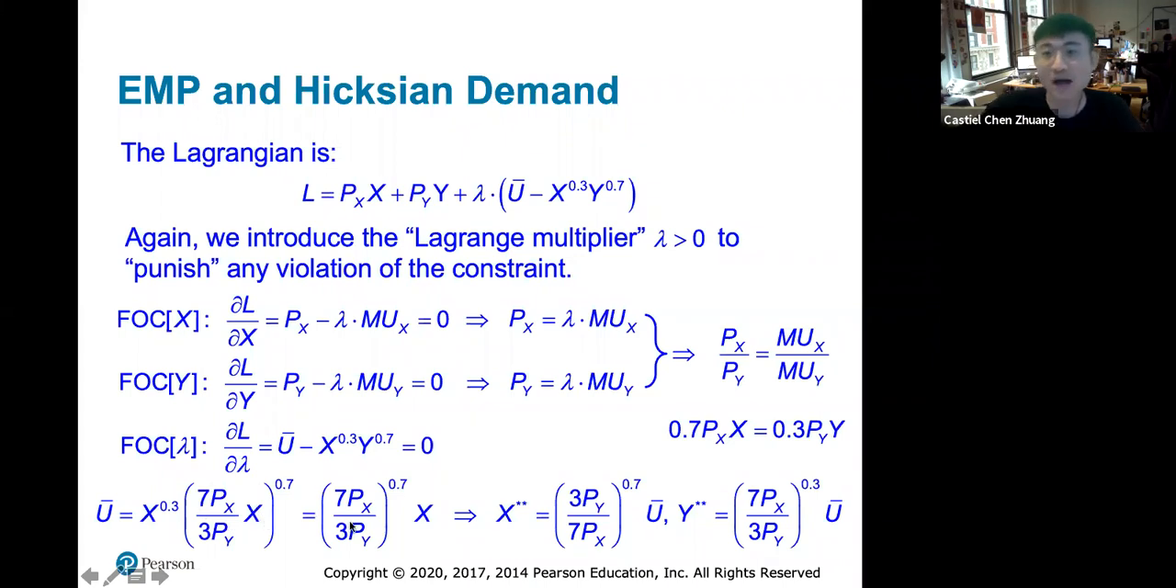So just pull out x and then combine all the other things and then express x as a function of the prices and the utility level that you want to achieve. And that will be the Hicksian demand for x, and this will be the Hicksian demand for y.